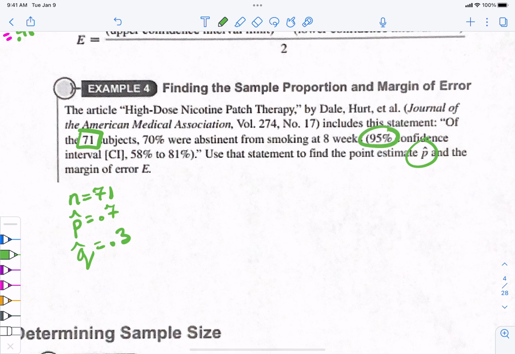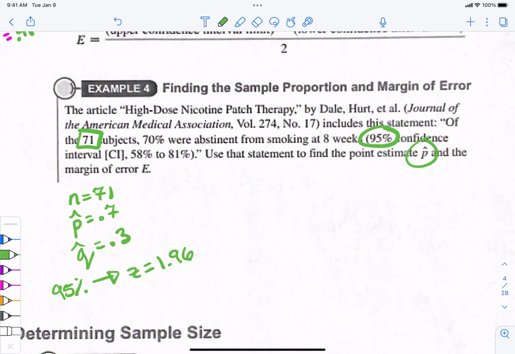Use that statement to find the P hat and the margin of error. And we want 95% confident. That's the other piece of information they give me. If they say 95% confident, what does that tell me? 1.96. Z is 1.96, right? Anytime they say a confidence level, you know your Z now, right?